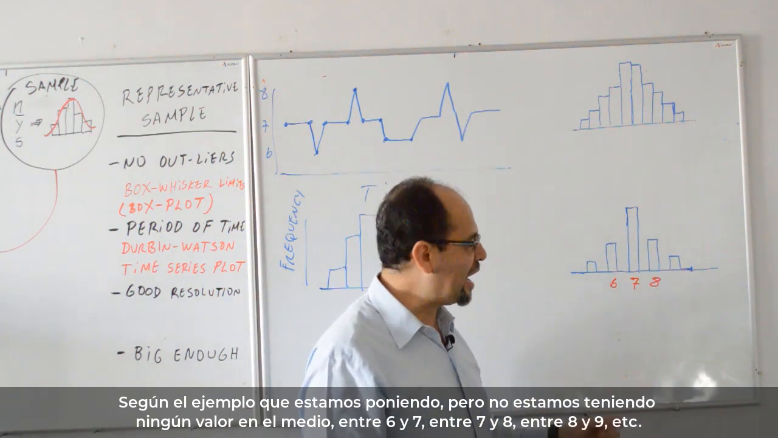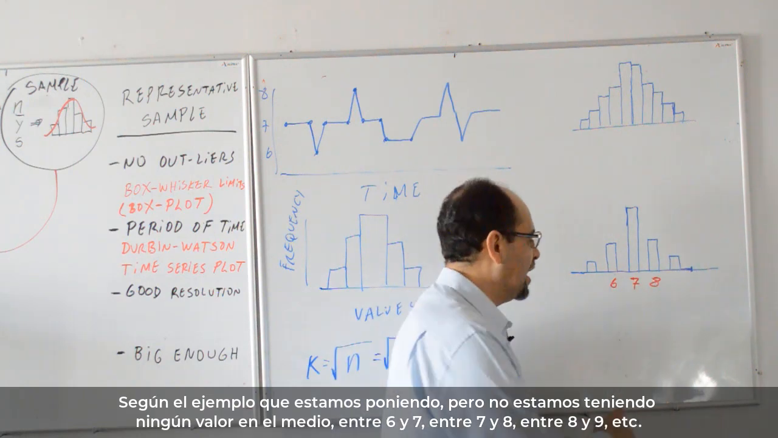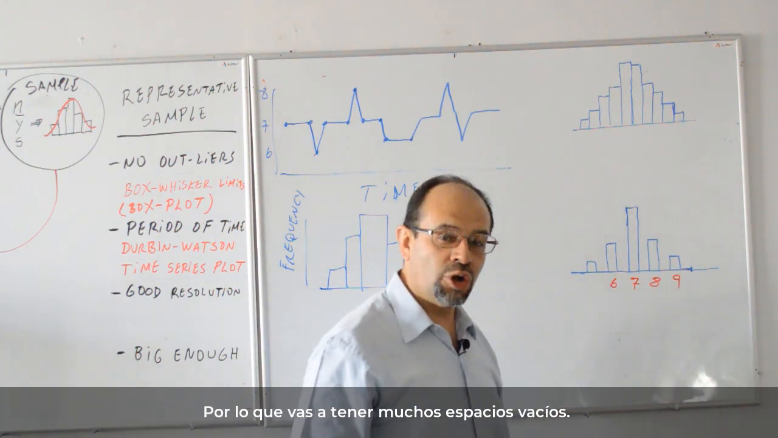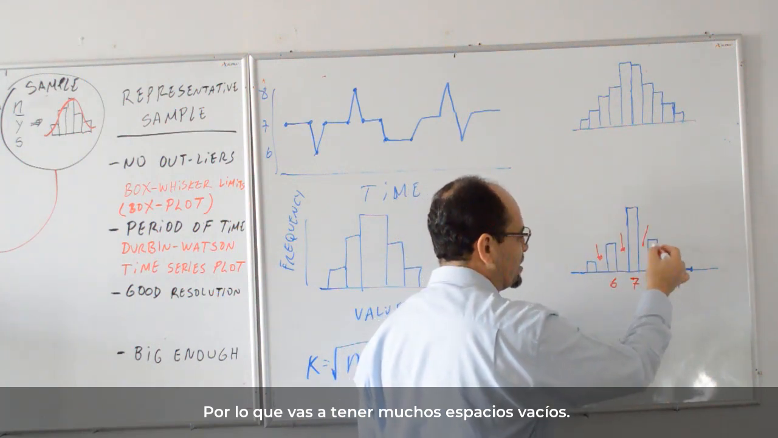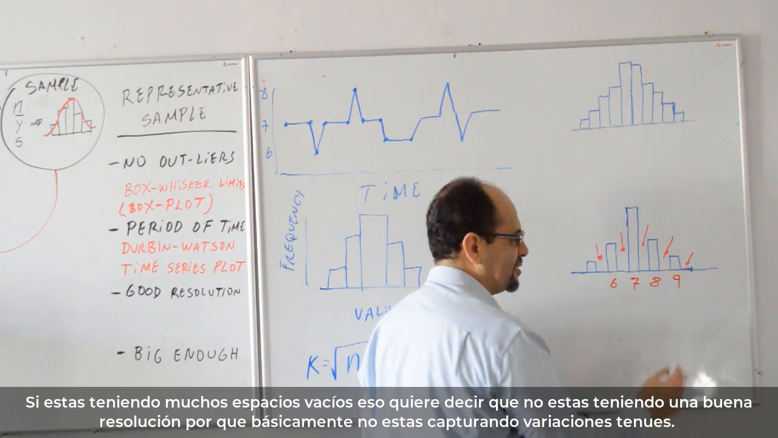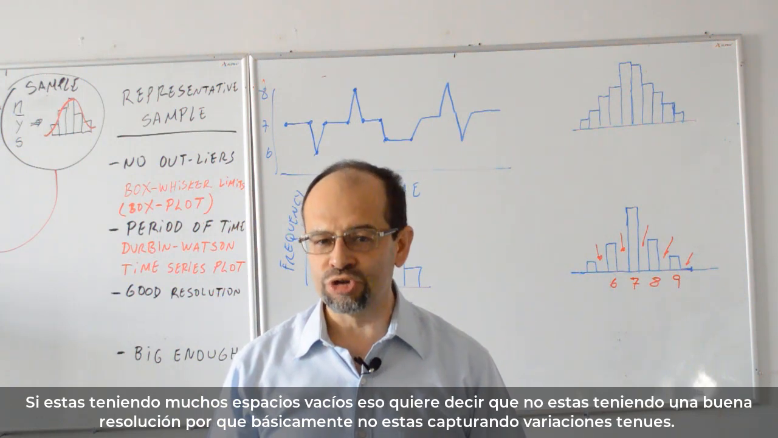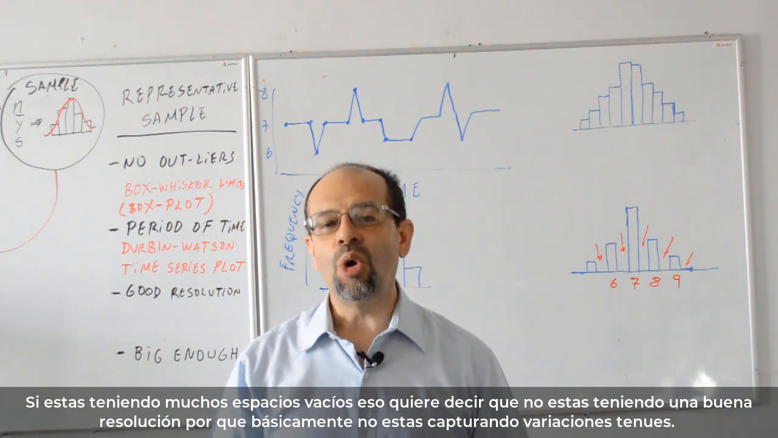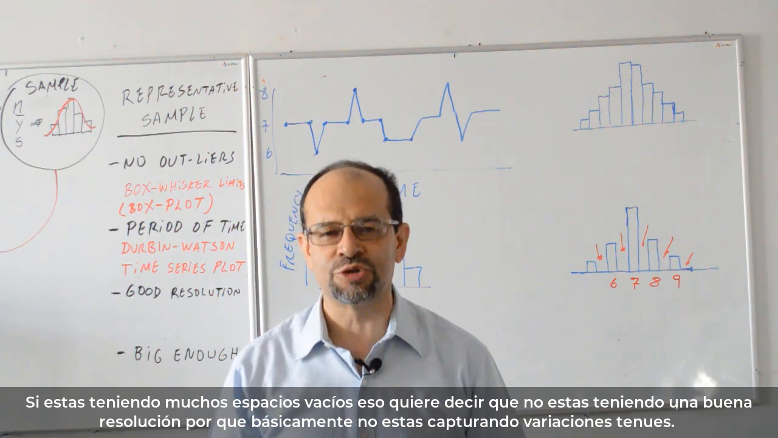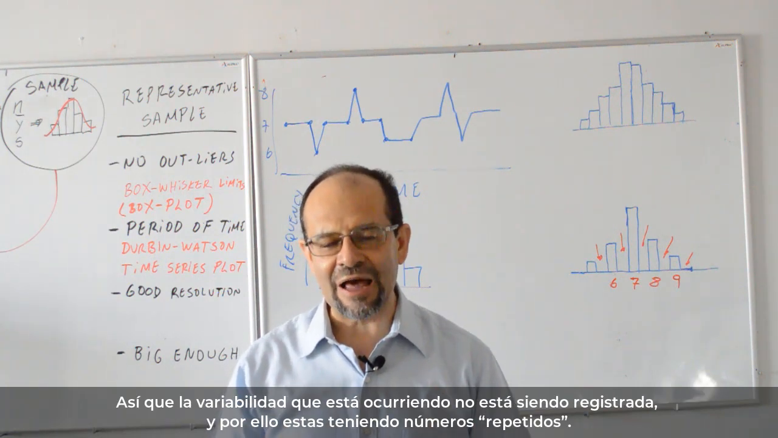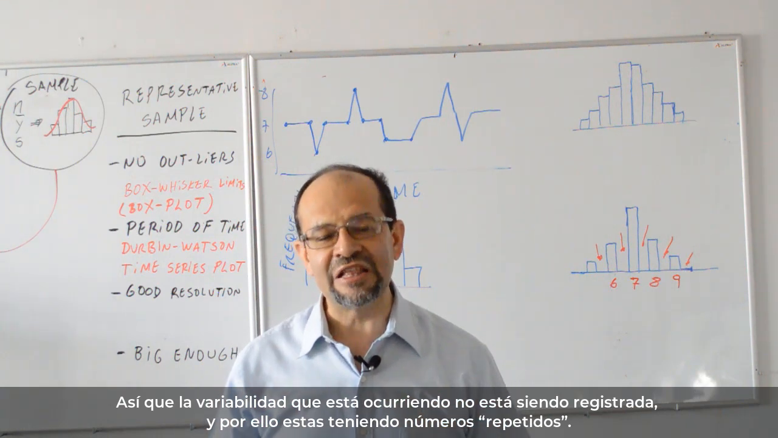But we are not having any value in the middle, between 6 and 7, between 7 and 8, between 8 and 9, etc. So that means that you are going to have many blanks here, many empty spaces. If you are having many empty spaces, that means that you are not having a good resolution, because you are not catching all the variations that are happening, or you are not catching variation, basically. So the variability that is happening is not being caught. You are basically having repetitive same numbers.